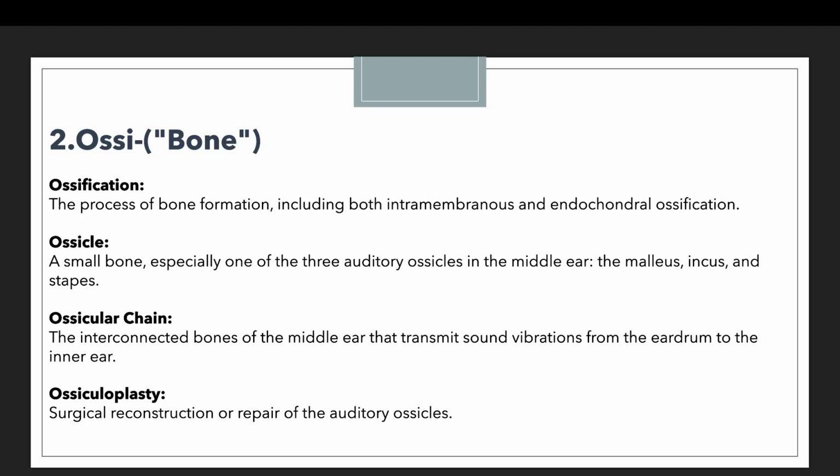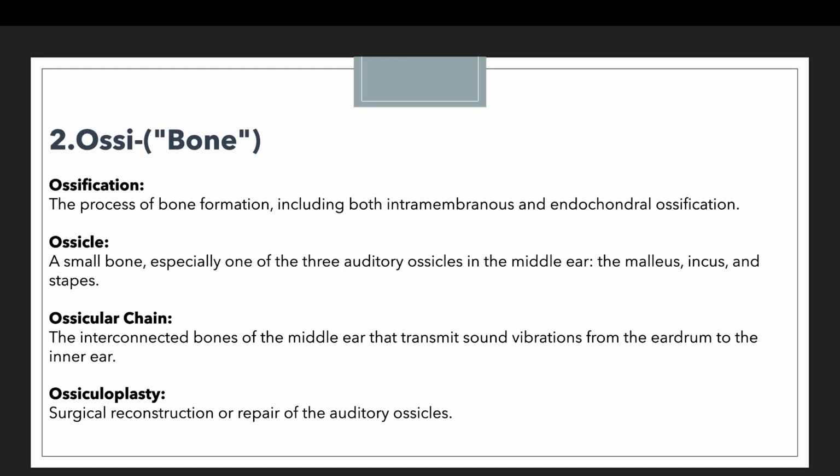Okay, so there might be a question from you guys: we already know one prefix that we use to denote information related to bone, right? Then why are we learning it again? Because in medical science there are various alternative names or alternative prefixes available for a particular thing, so we should be aware of each and every alternative name.